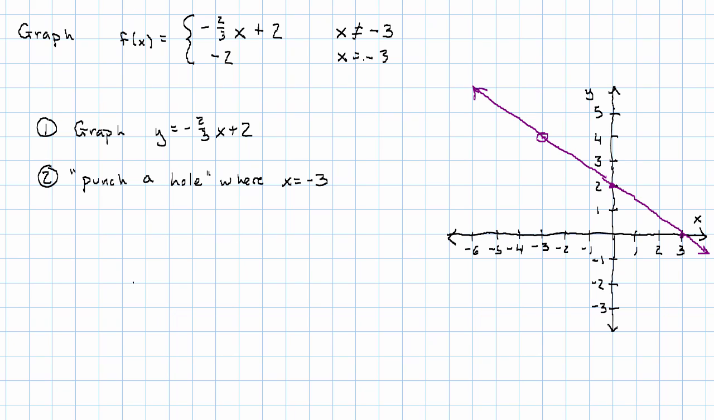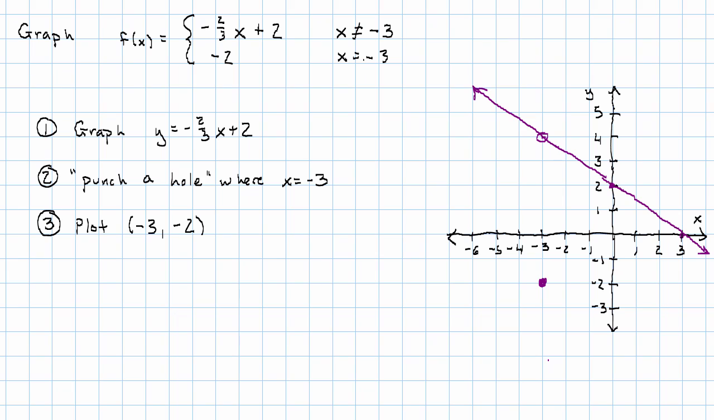And then finally, as our last step, we put in the point where x is negative 3. So when x is negative 3, the function tells us f of negative 3 is negative 2. So I put a point right there. Notice that this function passes the vertical line test. If I draw the vertical line at negative 3, this point up here is not part of the graph. Only this point is actually part of the graph.